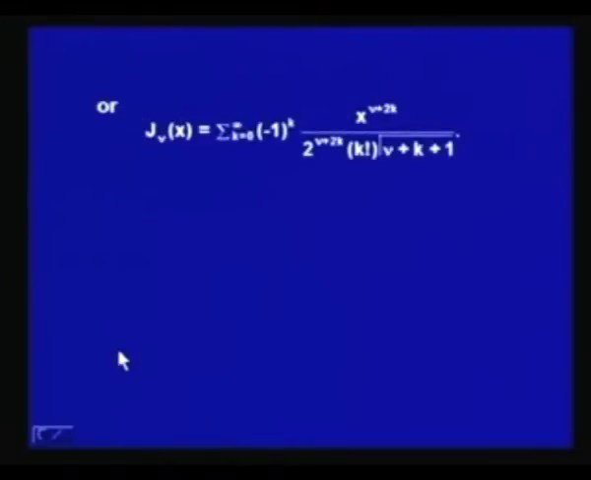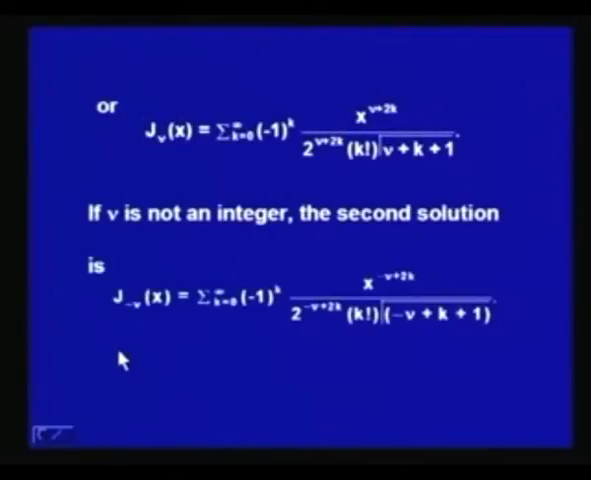As we can see, now with this choice of C naught, we can write J nu x in the form of summation as sigma k equal to 0 to infinity, minus 1 to the power k x to the power nu plus 2k over 2 to the power nu plus 2k. Now, this can be combined and we may write as x over 2 raised to the power nu plus 2k into 1 over k factorial and 1 over gamma nu plus k plus 1.